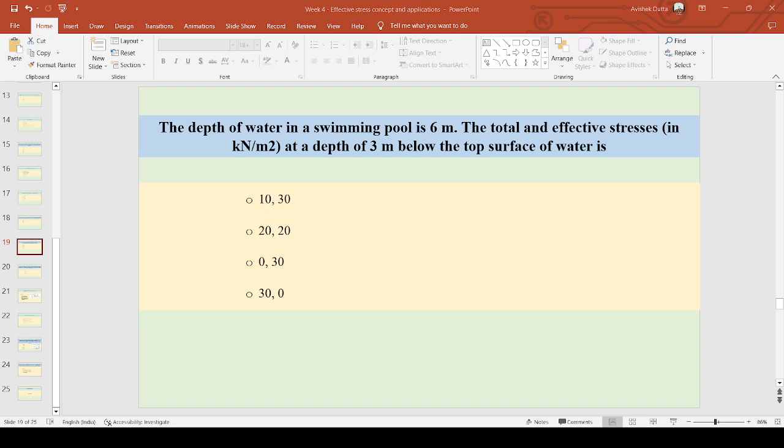The depth of water in a swimming pool is 6 meter. The total and effective stresses in kilonewton per meter square at a depth of 3 meter below the top surface of water is. The options are 10, 30; 20, 20; 0, 30; or 30, 0. Next question.